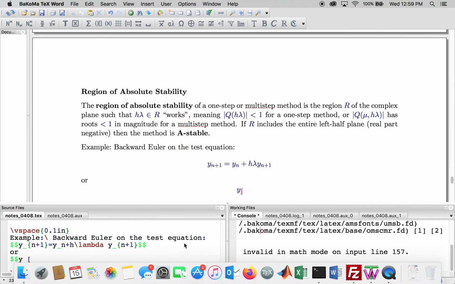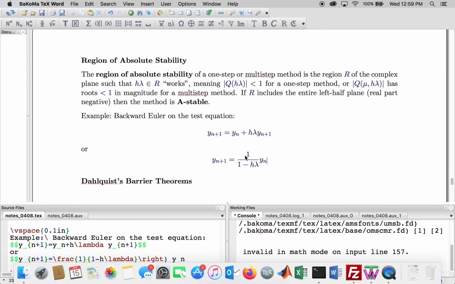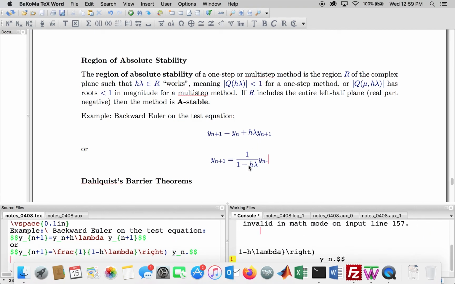Or put another way, y_{n+1} is equal to 1 over (1 minus h lambda) times y_n, just by rearranging. Now, for multiplying by this number, keep in mind that lambda has a negative real part. So for the real part, I'm adding something onto 1. So the denominator is automatically going to have a larger magnitude than the numerator.